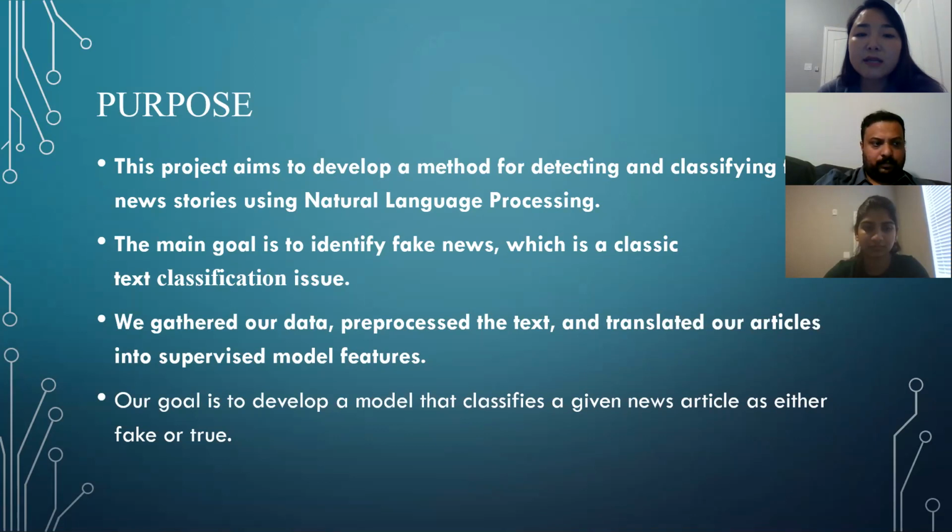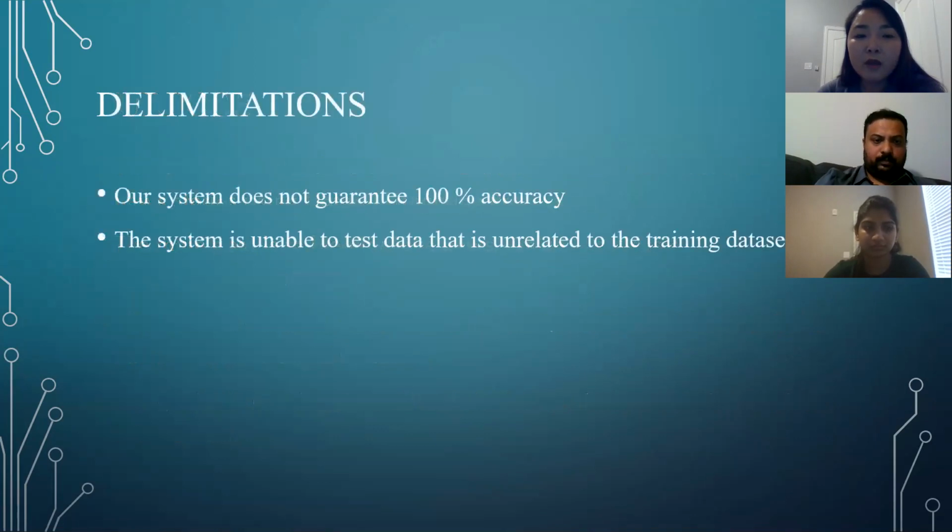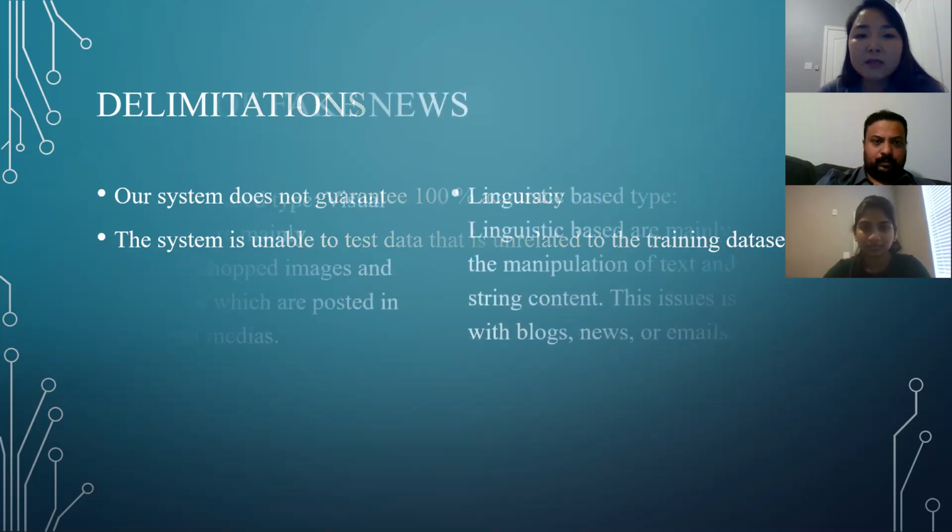We gather our data, pre-process the text, and translate our articles into supervised model features. Our goal is to develop a model that classifies a given news article as either fake or true. The delimitation we have faced is that our system does not guarantee 100% accuracy. The system is unable to test data that is unrelated to the training data set.